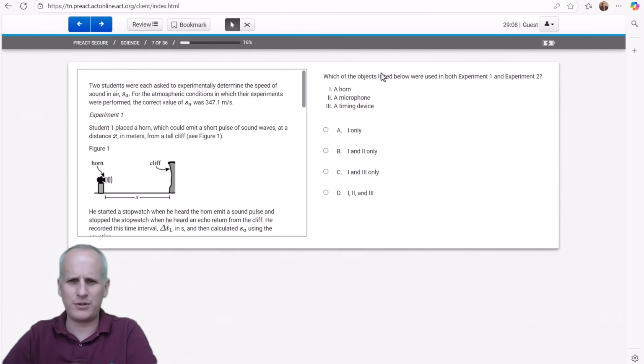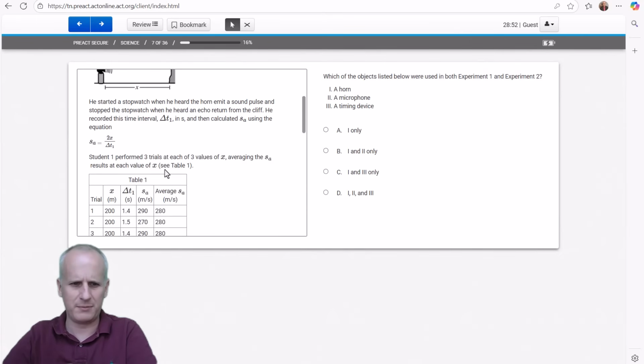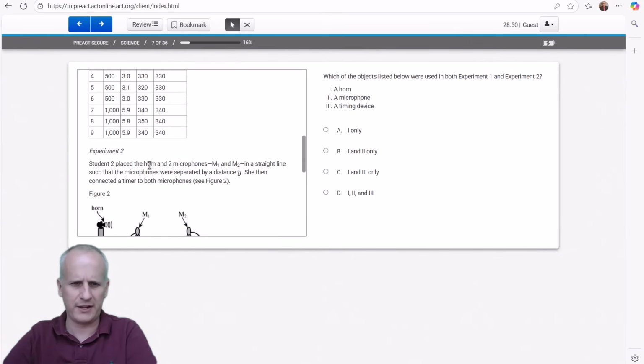Here we are being asked which of the objects listed below were used in both experiment 1 and experiment 2. So we'll highlight this and we'll just make sure that they show up in 1 first. So student 1 placed a horn. Let's go down to experiment 2 and see if we've got a horn. Oh, we've got a horn. So we'll highlight that as something that is definitely used in both experiments 1 and 2, so we can eliminate the answer choices with the answer eliminator that do not have 1 in them, and actually they all have 1 in them. Well, that's a little nuisance, isn't it?